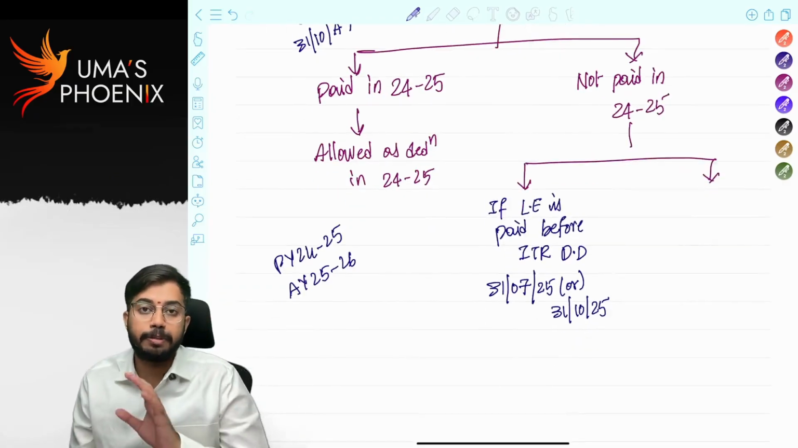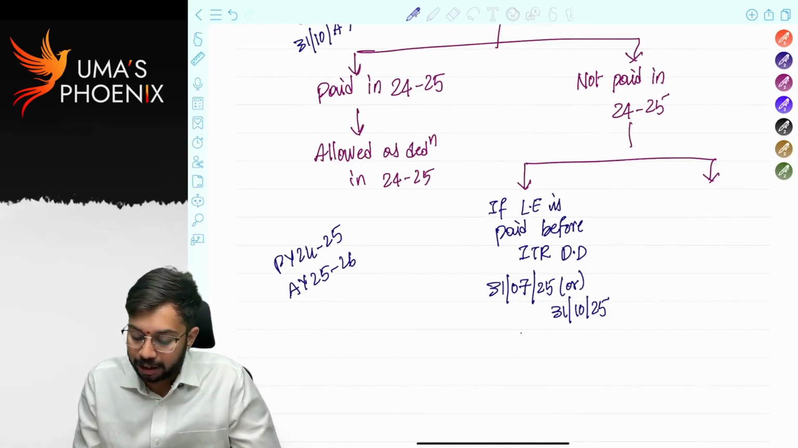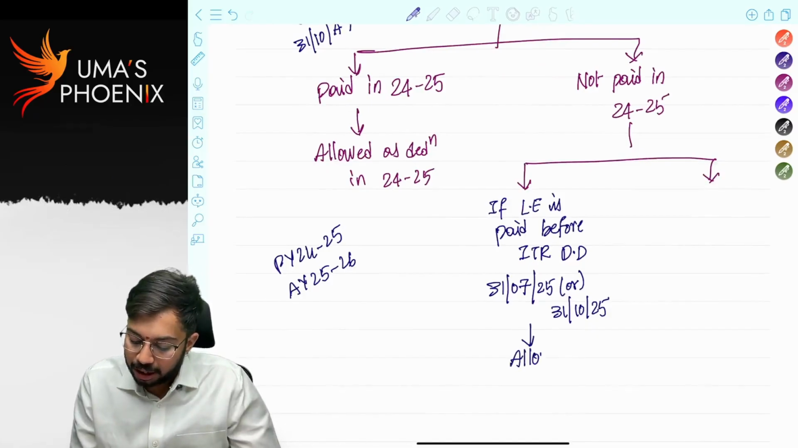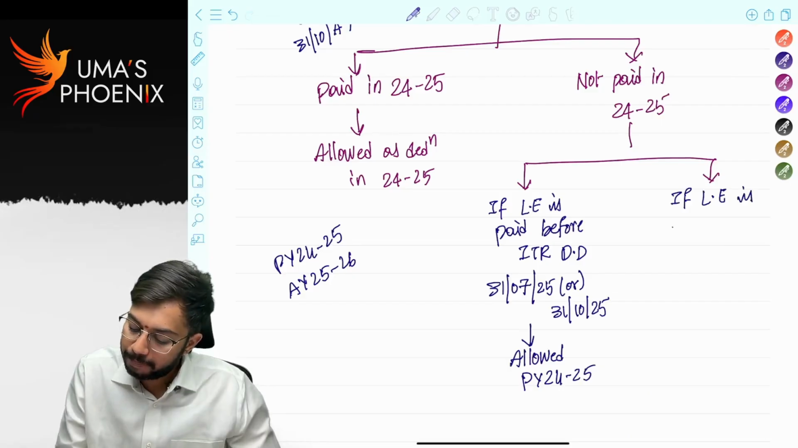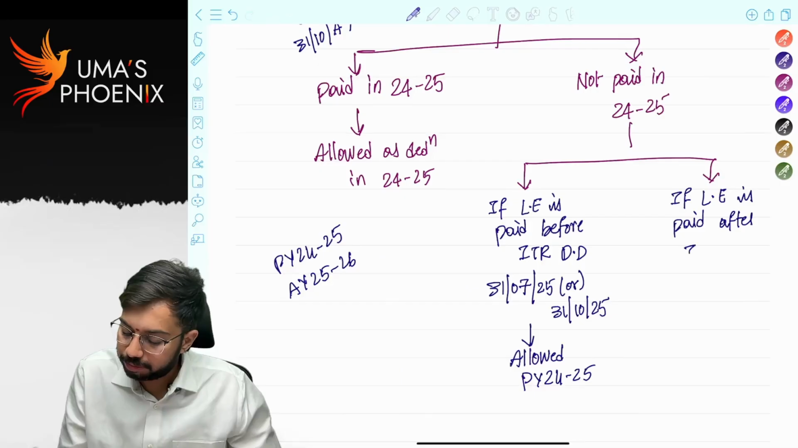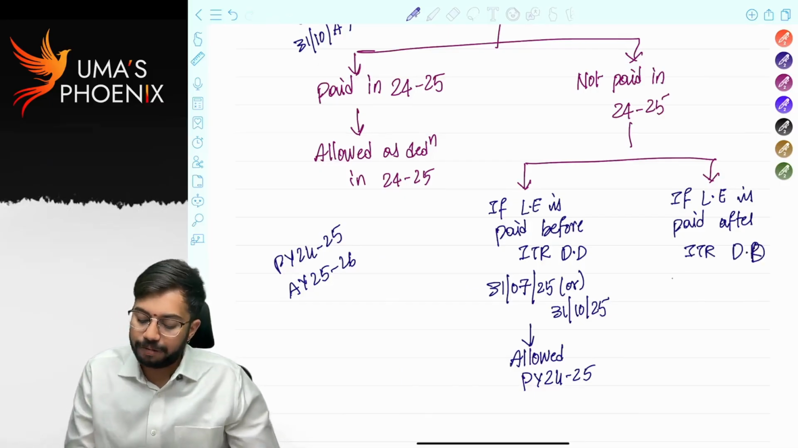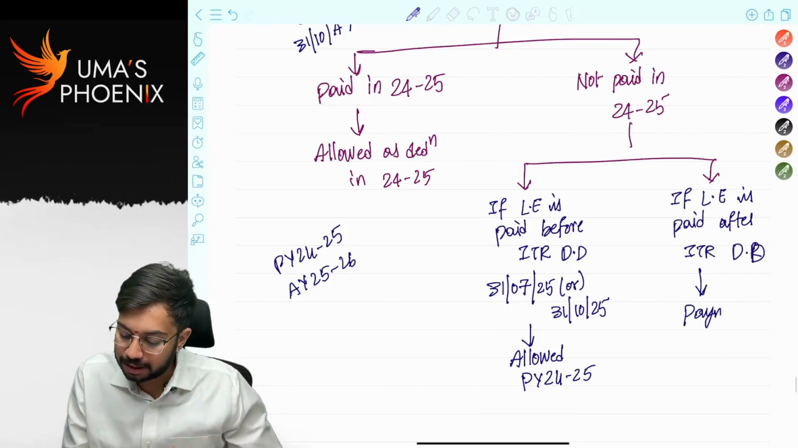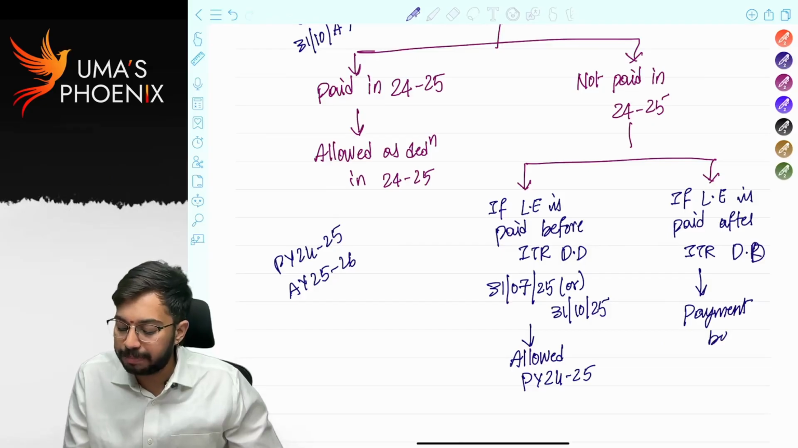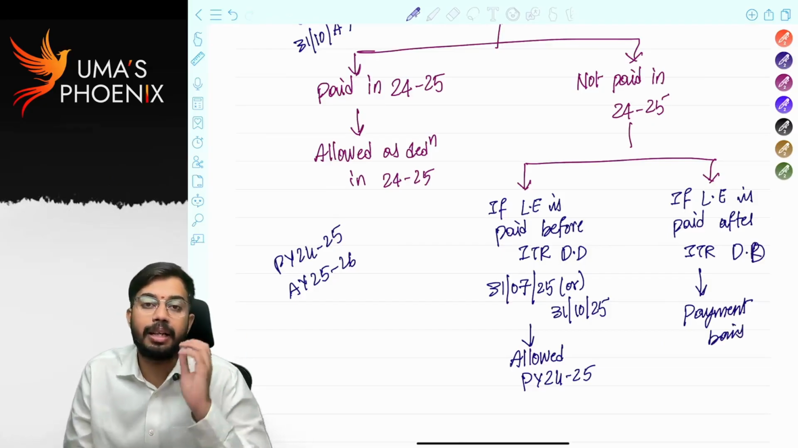If leave encashment is paid before ITR due date, then allowed as deduction in current previous year only, allowed in previous year 24-25. If leave encashment is paid after ITR due date, then it is allowed as deduction on payment basis. In which year that amount is paid, in that year leave encashment is allowed.